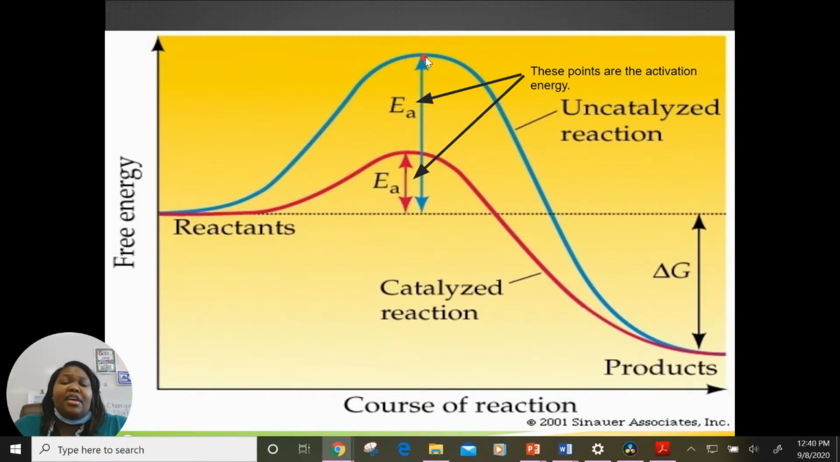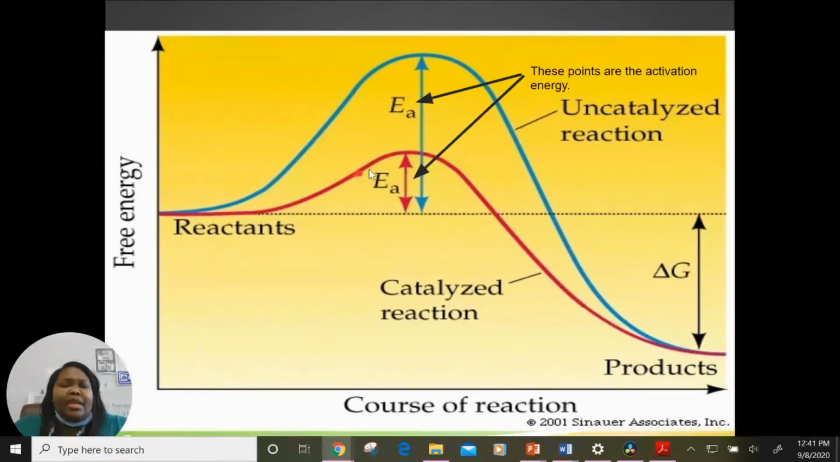And so that value is the difference between this line, which is the line where my reaction started, how much energy they had when they started. So I want to know the change in the amount of energy from where the reaction started to its highest point. That's the activation energy.